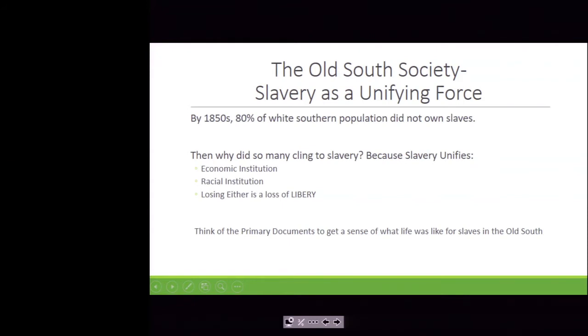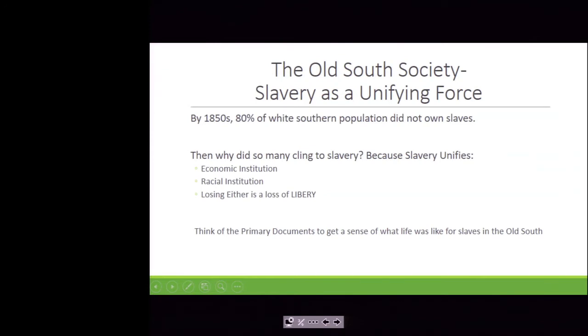The answer is because slavery is a unifying force. Slavery is a unifying force. It is an economic institution. King Cotton requires a massive labor source. Slaves represent wealth. That's where the money is. Money is in slaves. Money is in cotton.